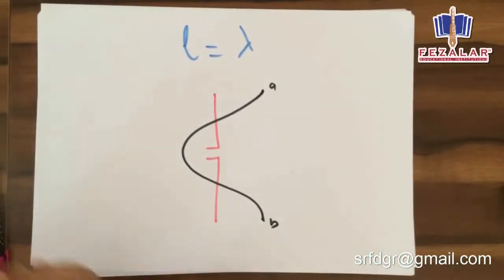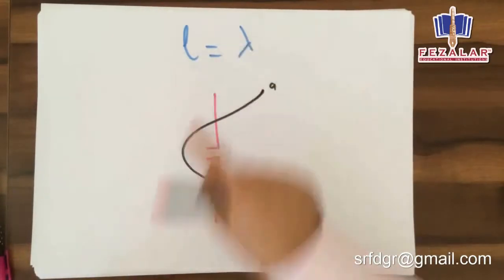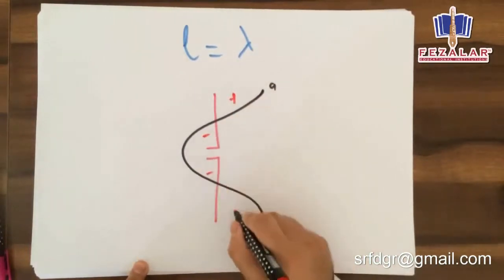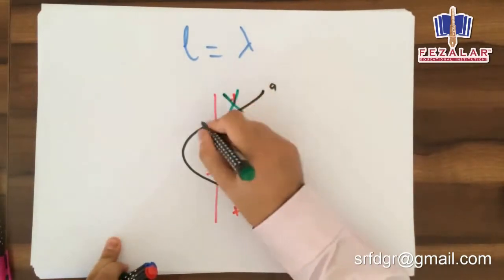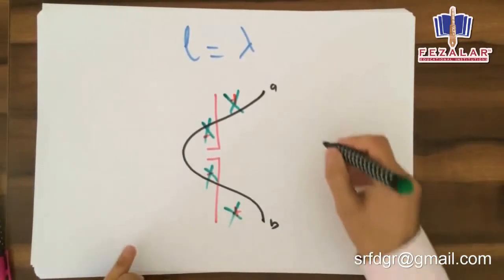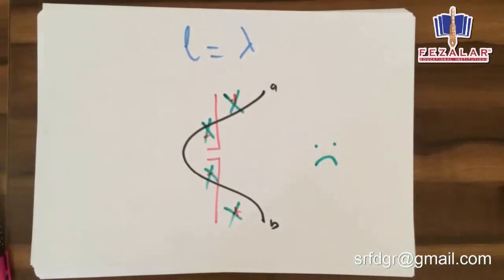Now, if the length of the antenna equals the wavelength of the wave, here positive, negative, negative, positive. What will happen there? Unfortunately, positive will cancel negative, and negative will cancel positive. So unfortunately, there will be no transmission, and we are so unhappy.